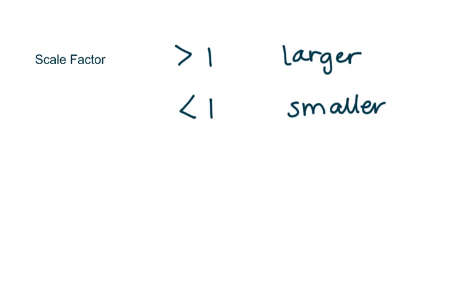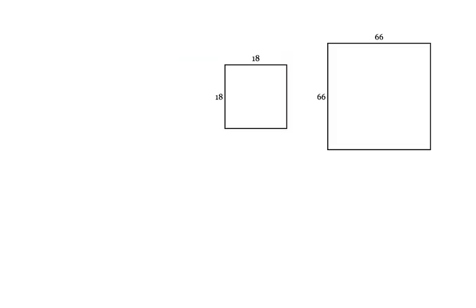So for a couple examples of how we would do this, we've got some shapes. If we wanted to take this square that is 18 by 18, and multiply it by something to get a square that is 66 by 66, then we would have to figure out what number we would have to multiply 18 by to get 66. The easiest way to do that is to write it as a quick little equation.